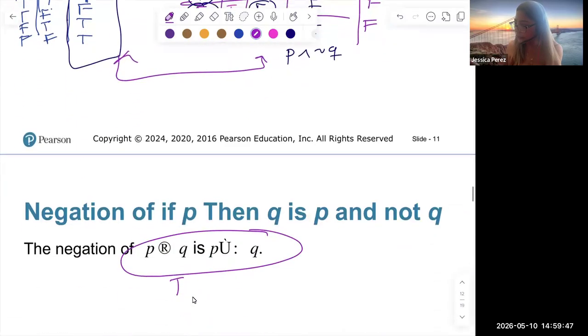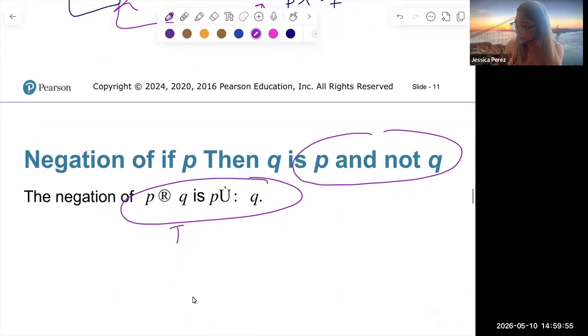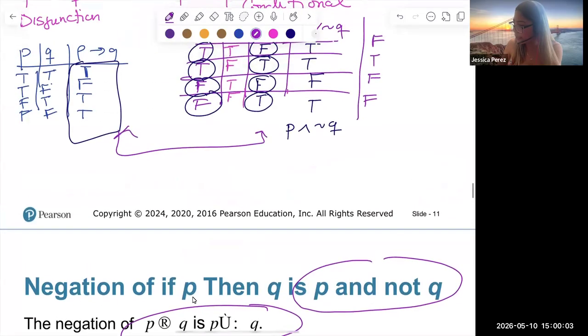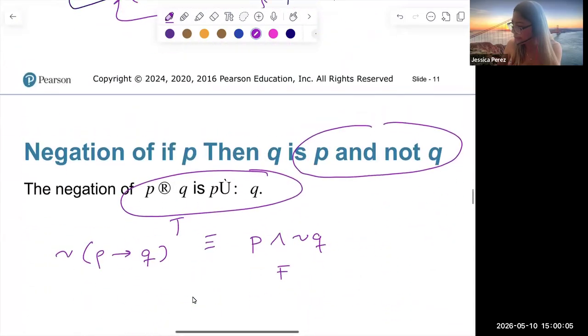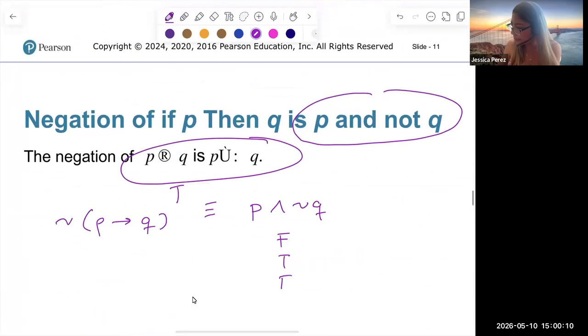Okay. Now we have a negation of if P then Q is also P and not Q. So if we negate P then Q, let's see if it's equivalent to P and not Q. Well, we already did P and not Q. We did F, T, F, F.